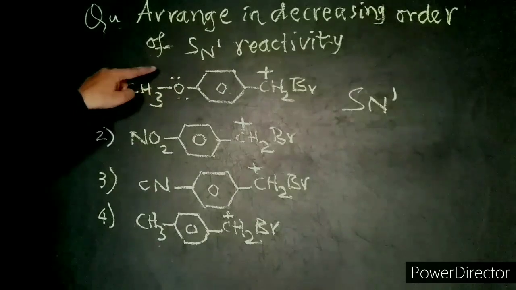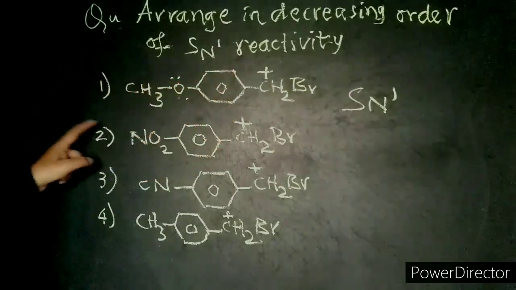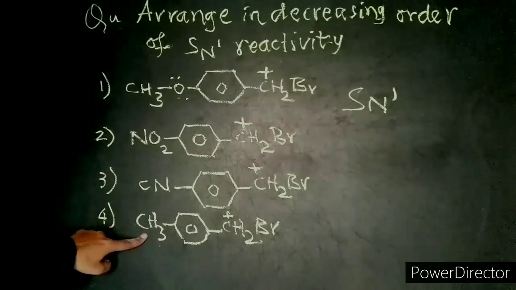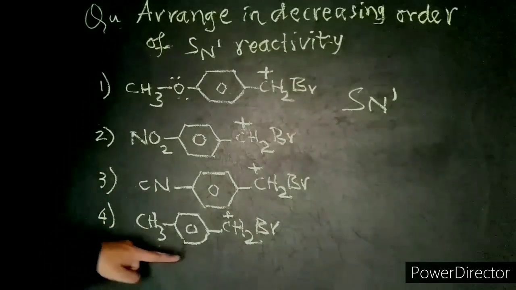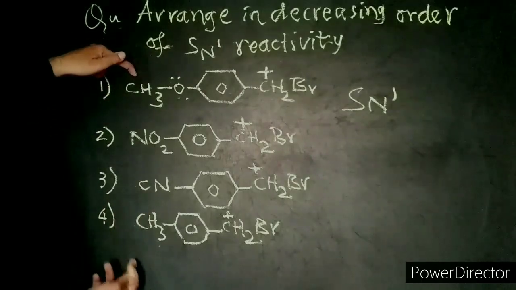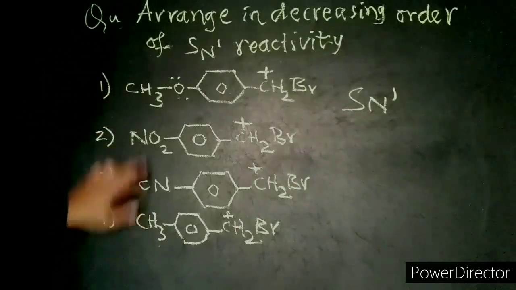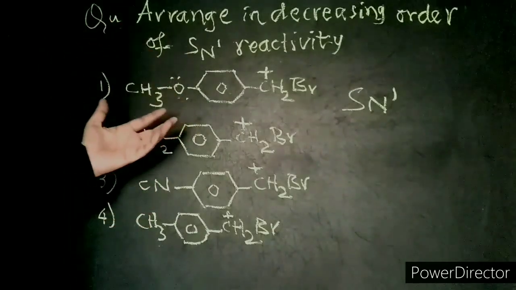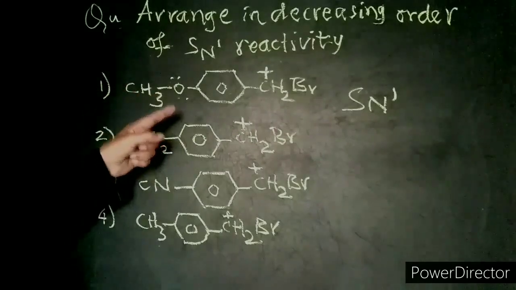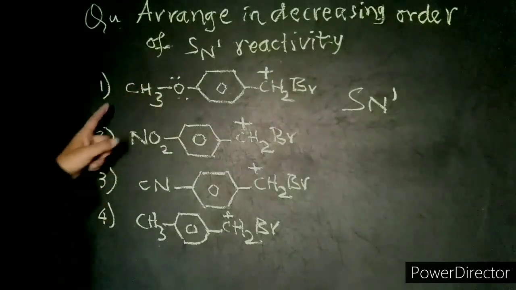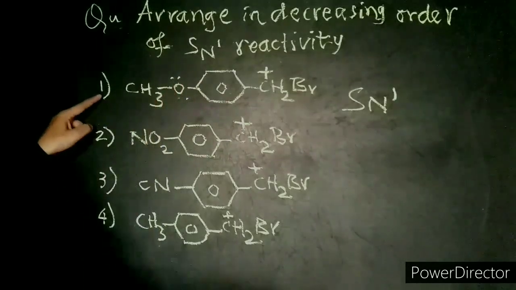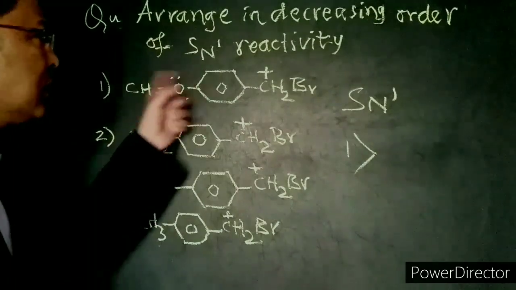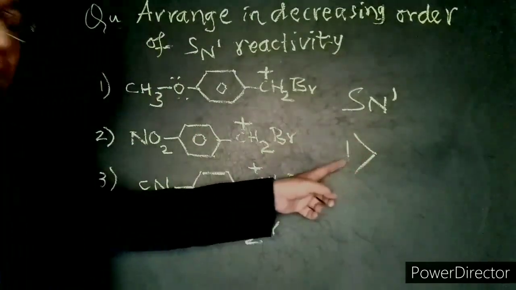Here the methoxy group is a powerful electron donating group, NO2 is an electron withdrawing group, CN is neutral, and CH3 is again an electron donating group. Therefore, between the first and fourth, these two electron donating groups, the methoxy group is more powerful, it has more plus I effect, therefore it stabilizes the carbocation. Therefore, the first structure undergoes SN1 reaction rapidly.